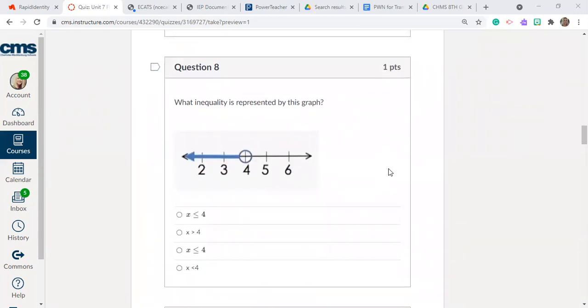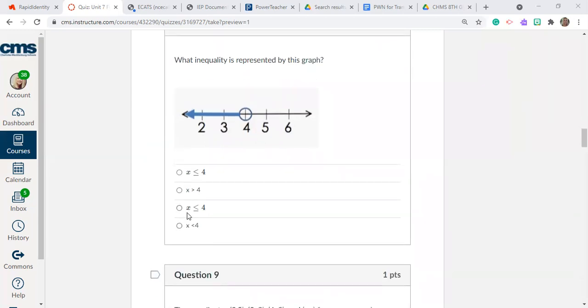Question number 8. What inequality is represented by this graph? So your graph has an open circle at 4 and an arrow shaded in going to the left on the number line. So think about, what does that open circle mean on the number 4 and the arrow to the left? X is less than or equal to 4. X is greater than 4. X is less than or equal to 4, or x is less than 4.